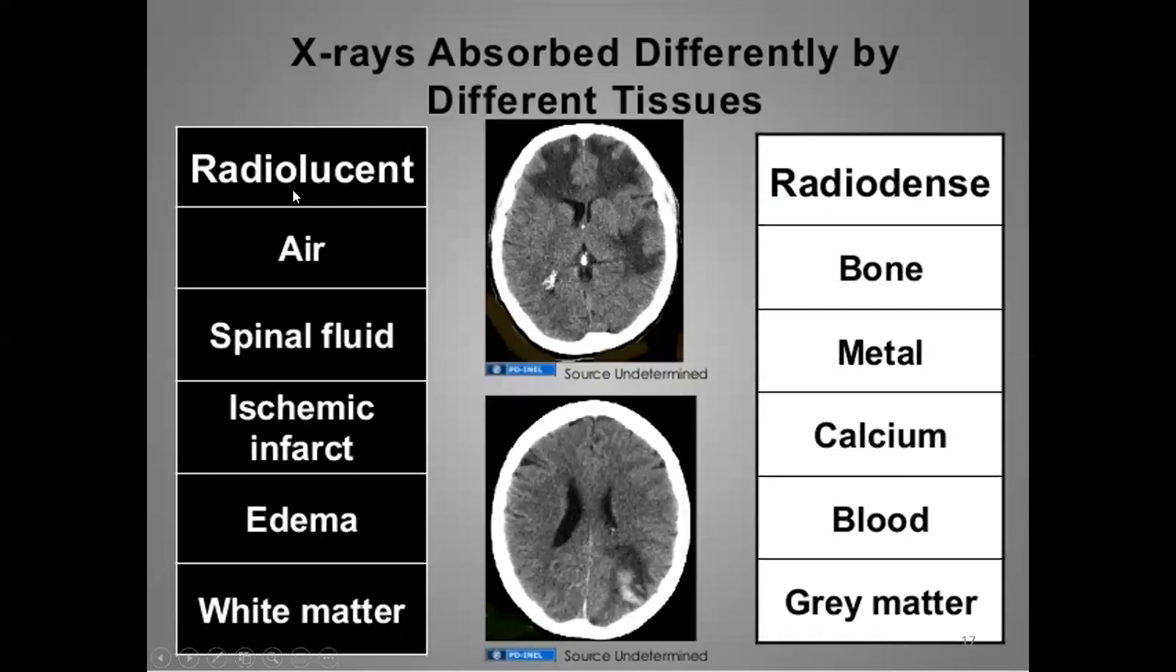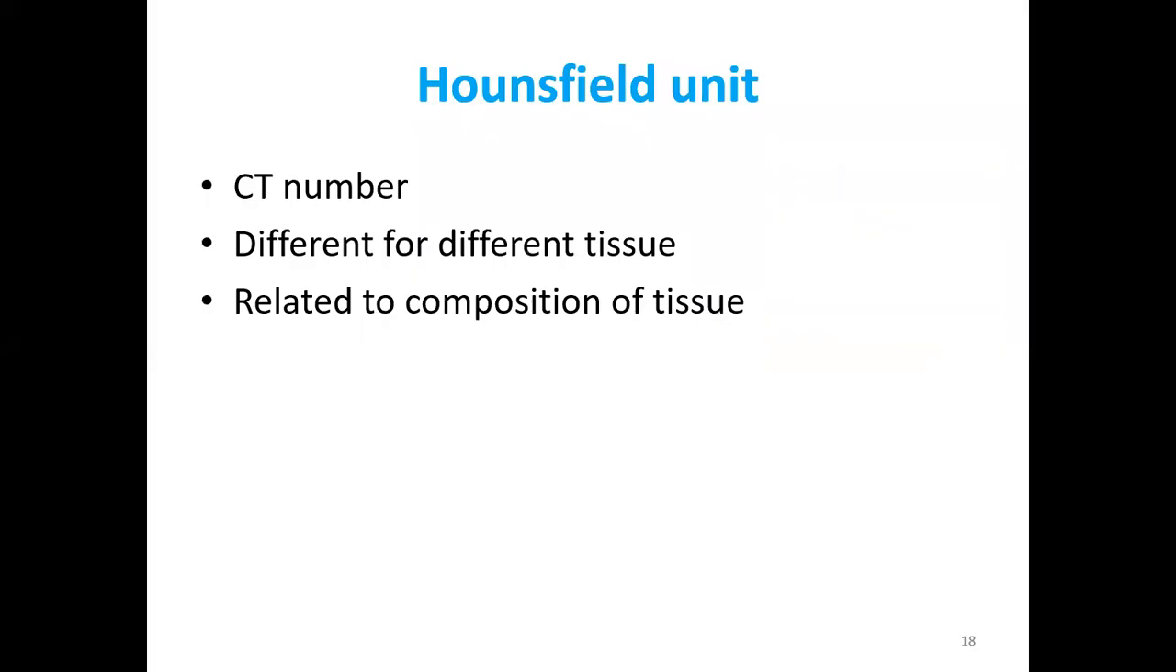The darker areas you can see are air, spinal fluid, ischemic infarct, edema, and white matter. These mostly look darker, hypodense or hypointense. Bone, metal, calcium, blood, and gray matter look whiter and are called radiodense or hyper. We call it hyperdense in CT and hyperintense in MRI.